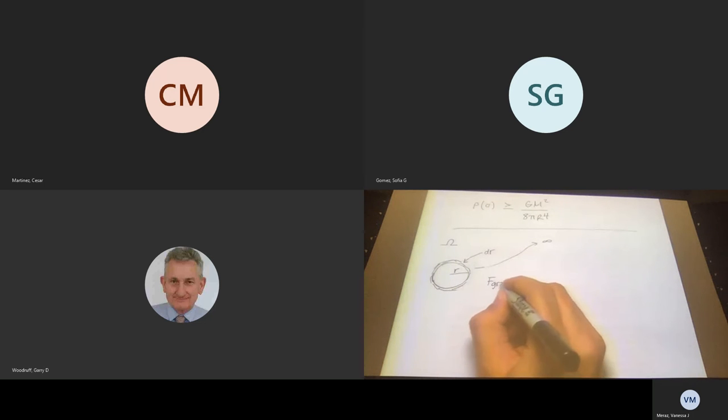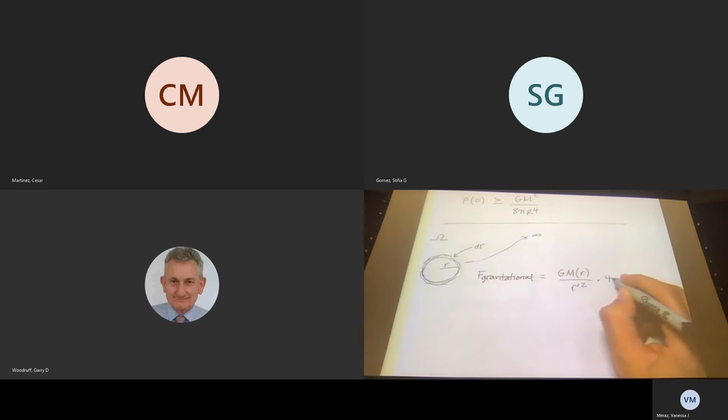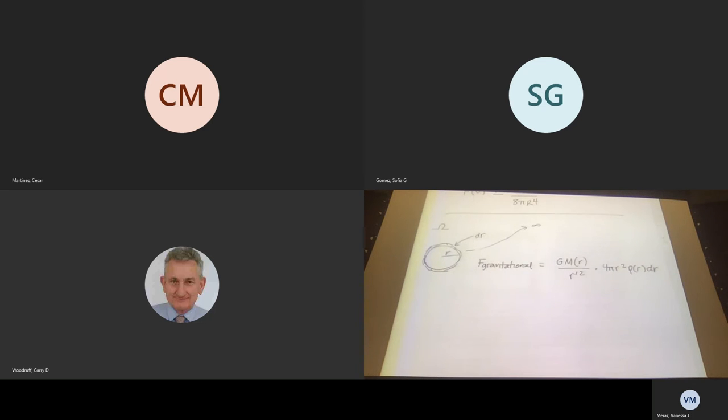So the gravitational force is going to be G M of R divided by R prime squared. So this is the sphere with a mass up to radius R, and you multiply times the mass of the shell, which is going to be 4 pi R squared, so the whole area, times the density at that particular radius, times dr, which is a very small thickness of this shell. So then the energy required to remove that layer is going to be that.